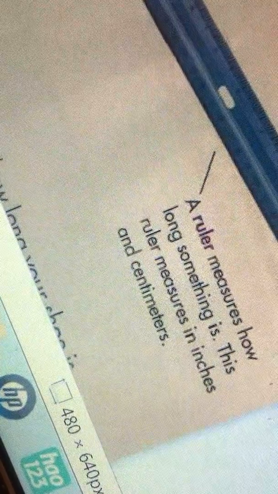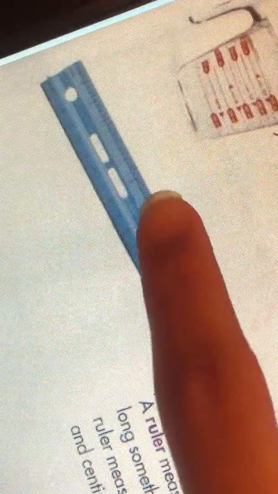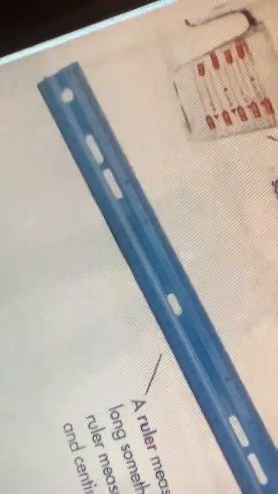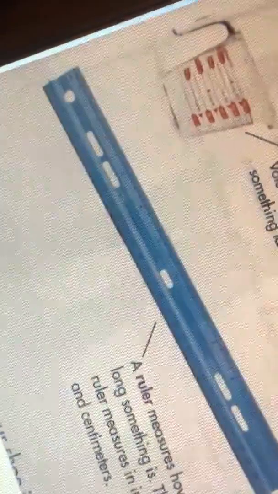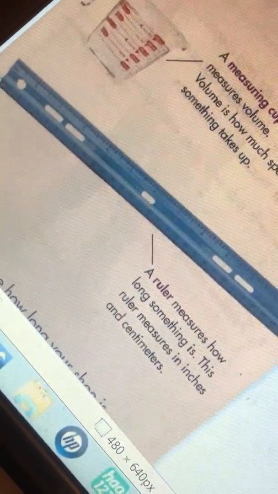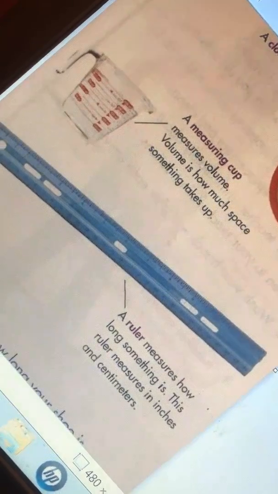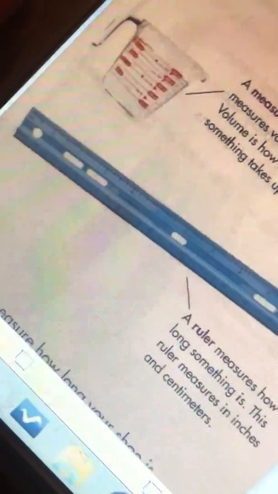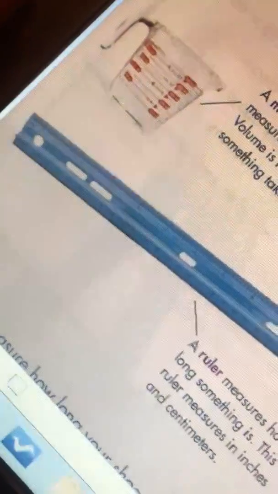And this ruler measures in inches and centimeters. So it has two units, centimeters and inches, from the two sides. In the upper part, this is the inches, and in the lower part, centimeters. Okay, we now have three tools here, which are clock, measuring cup, and ruler. All of these are measuring tools to measure size or volume or the time. The ruler has two units, centimeters and inches.